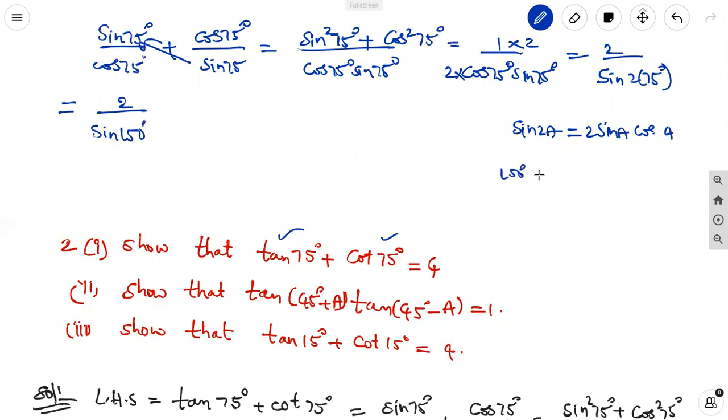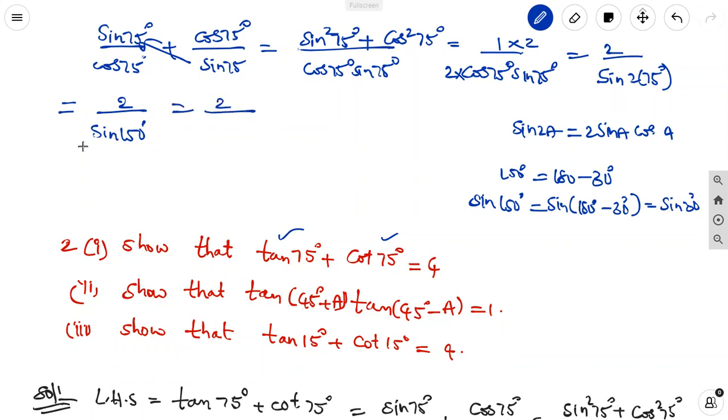150 degrees can be written as 180 minus 30 degrees. So sine of 150 degrees is equal to sine of 180 degrees minus 30 degrees. In the second quadrant, sine is positive, so it is sine 30 degrees. So we can write 2 by sine 150 degrees as 2 by sine 30 degrees. We know that sine 30 degrees value is 1 by 2. So 2 by 1 by 2, it is equal to 2 into 2 equal to 4. Like that we can do.